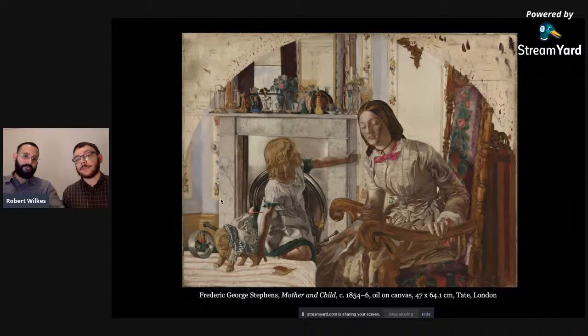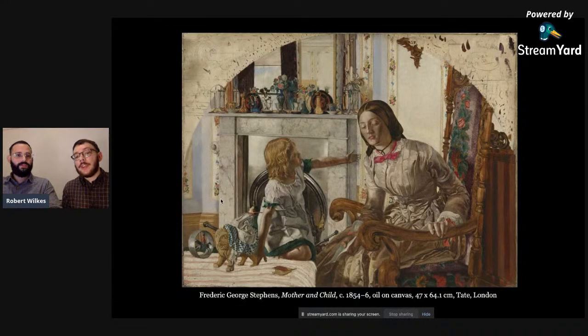And Stevens's paintings are not often seen now, and so one of the purposes of my thesis was to re-examine his artworks and bring Stevens's work back to light.